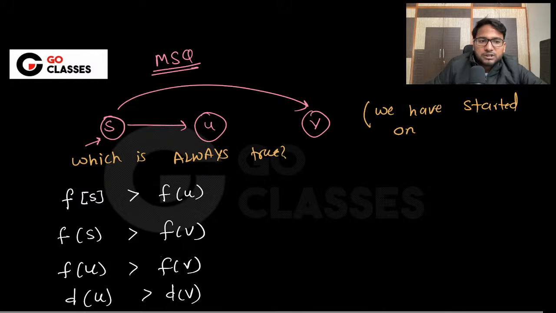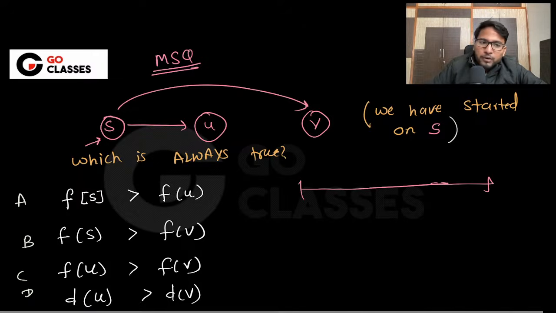On S. Suppose this is given to us. We have started on S. Just think about it. Let's suppose this is A, B, C, D. See, you have started on S. Now, obviously you will be going to either U or V or something, since there's a path, right?